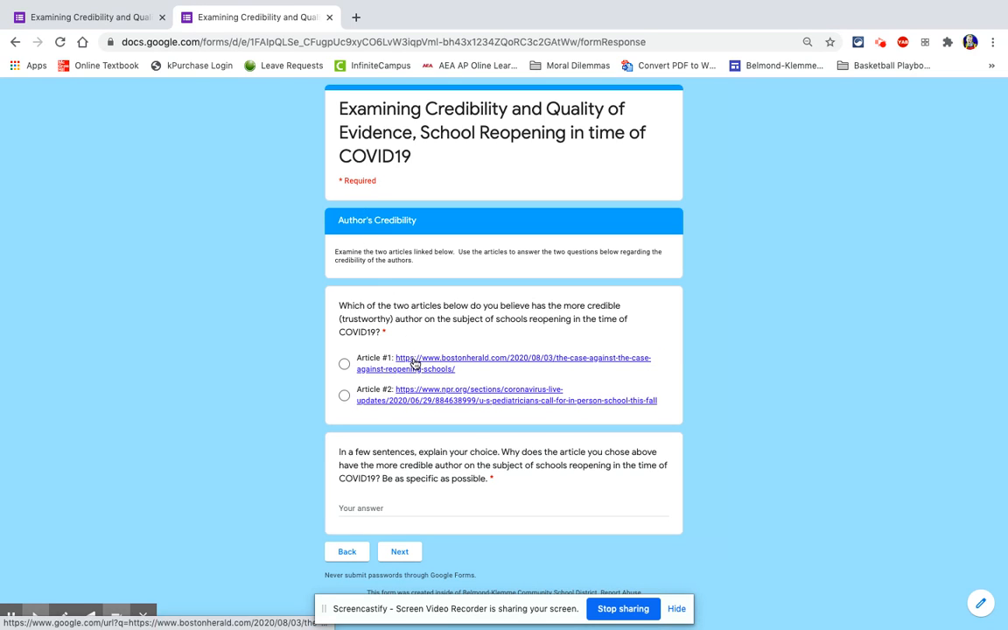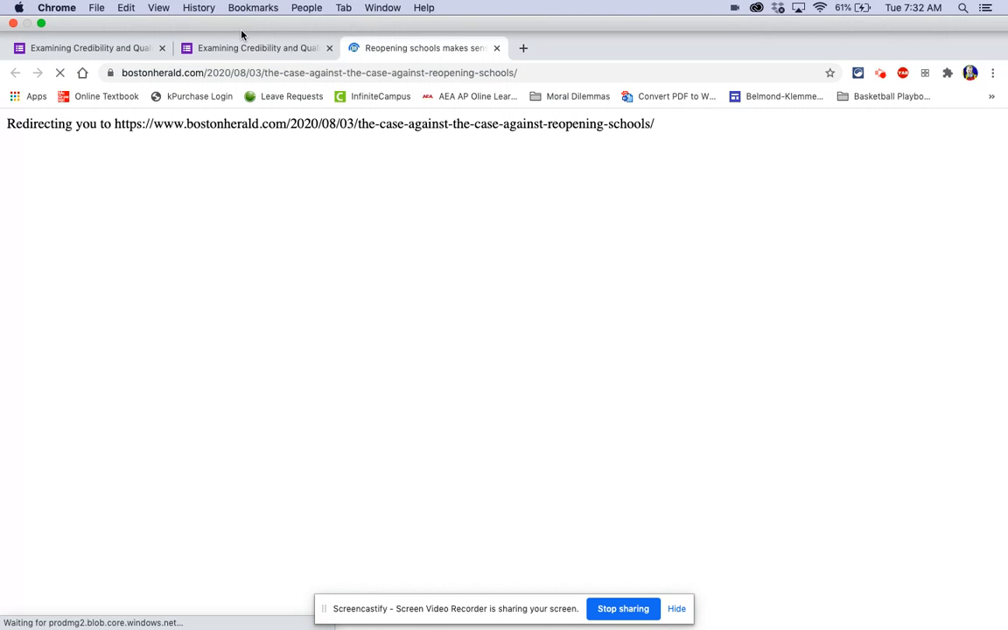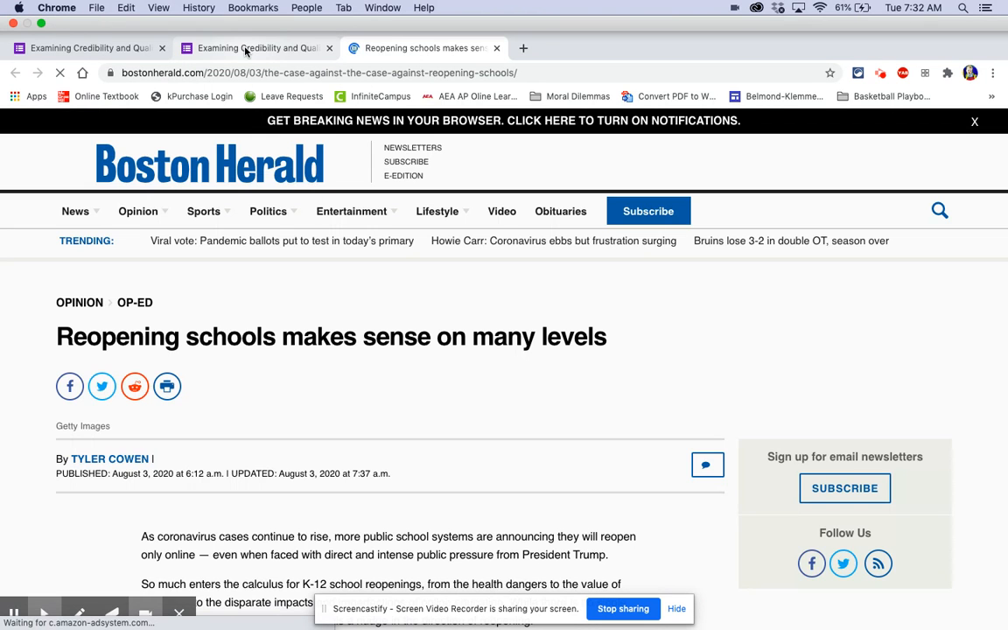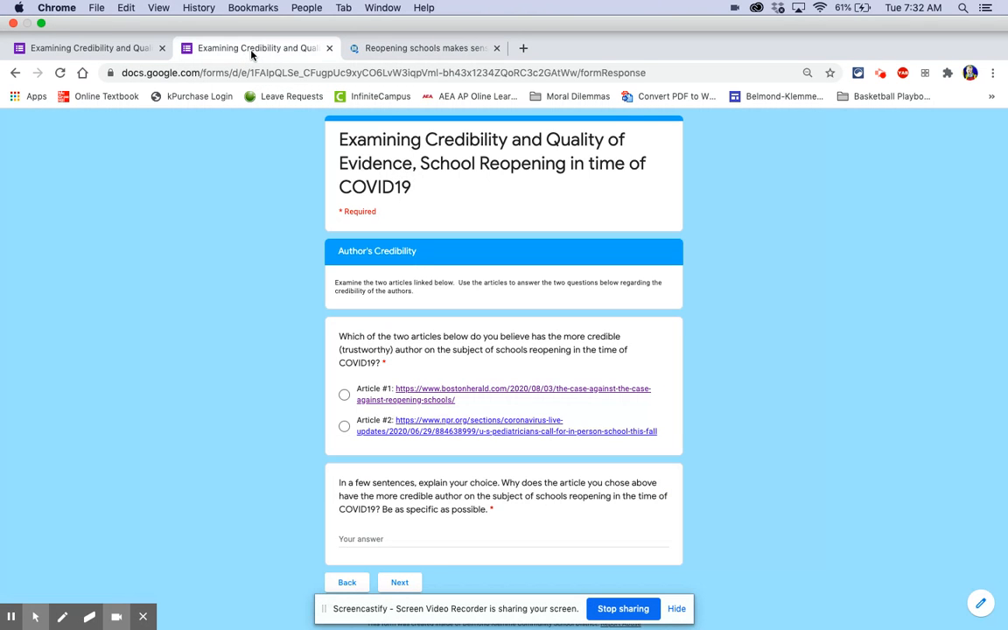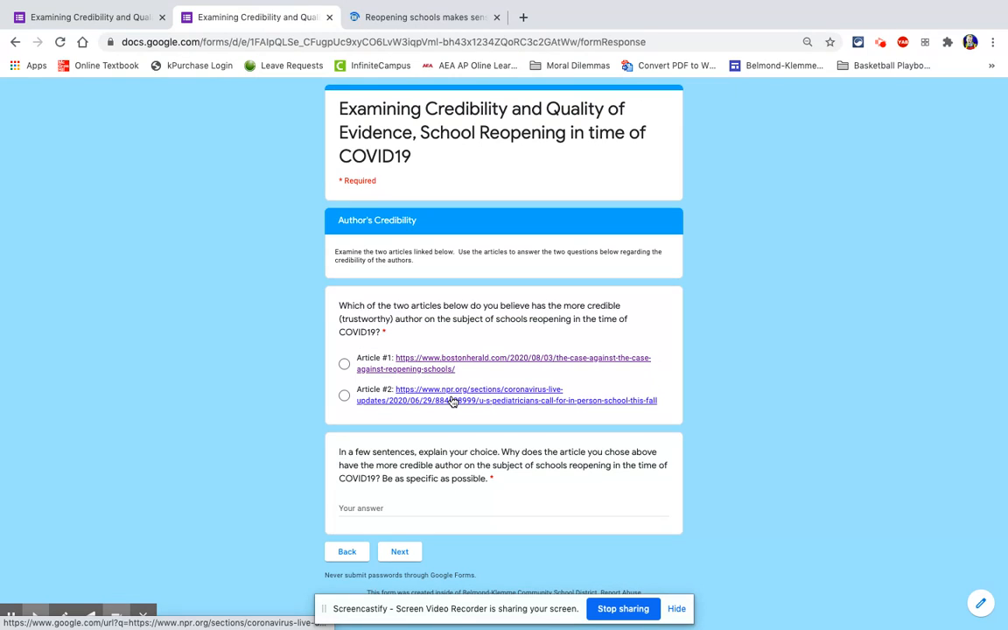Then what I need you to do is, the first part of this is determining author's credibility. So essentially, I have two articles, and you can just click on the link and it'll take you to whatever article it is that you need to get on. I want you to take a look at this article, and then I want you to take a look at article 2, and I just want you to answer.